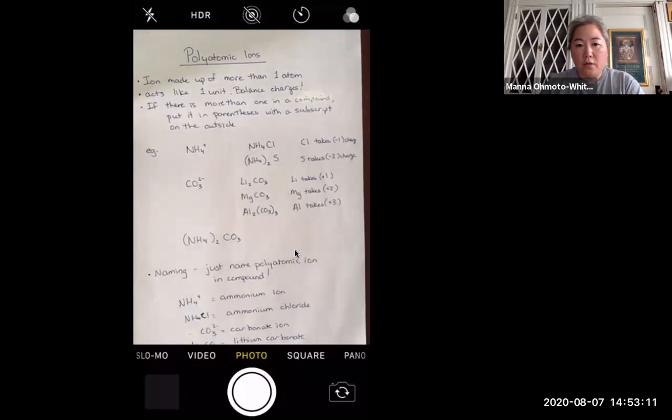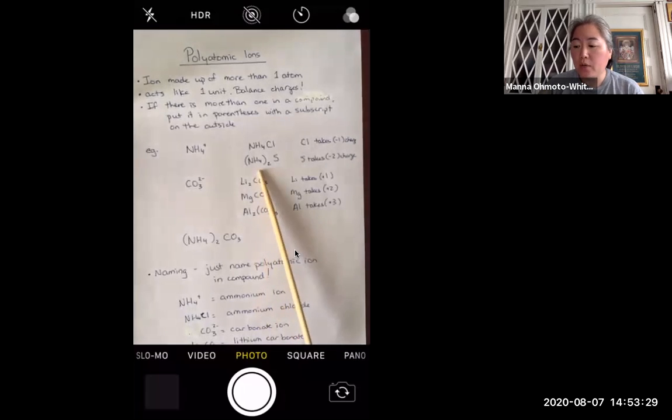So this is a video just for polyatomic ions. Polyatomic ions, again, are ions that are made up of more than one atom. It acts like one unit, so you still have to balance the charges. If there's more than one in a compound, you need to put it in parentheses with a subscript on the outside to show that it acts as one unit.